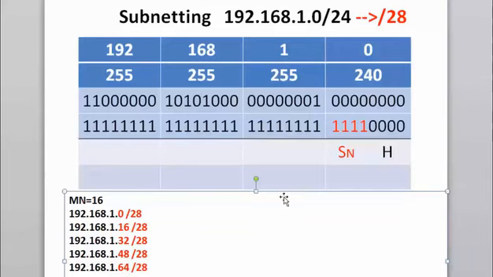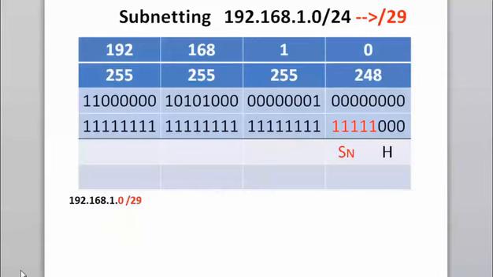In each network, we have the host bits, 4 bits for hosts, which is also 2 to the 4th power of 16. So the network will go from 0 up to 15, with 0 being the subnetwork address or network address, and 15 being the broadcast address, and the next subnet is the 16 subnetwork.